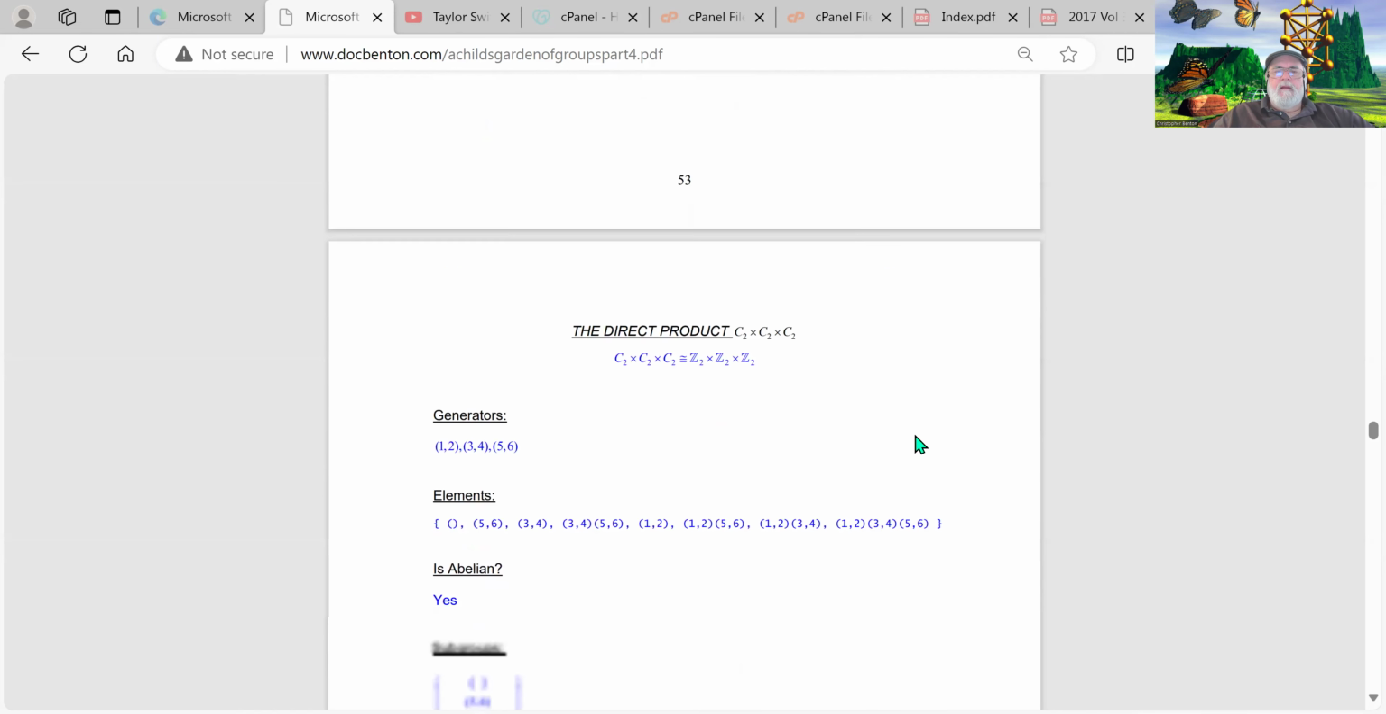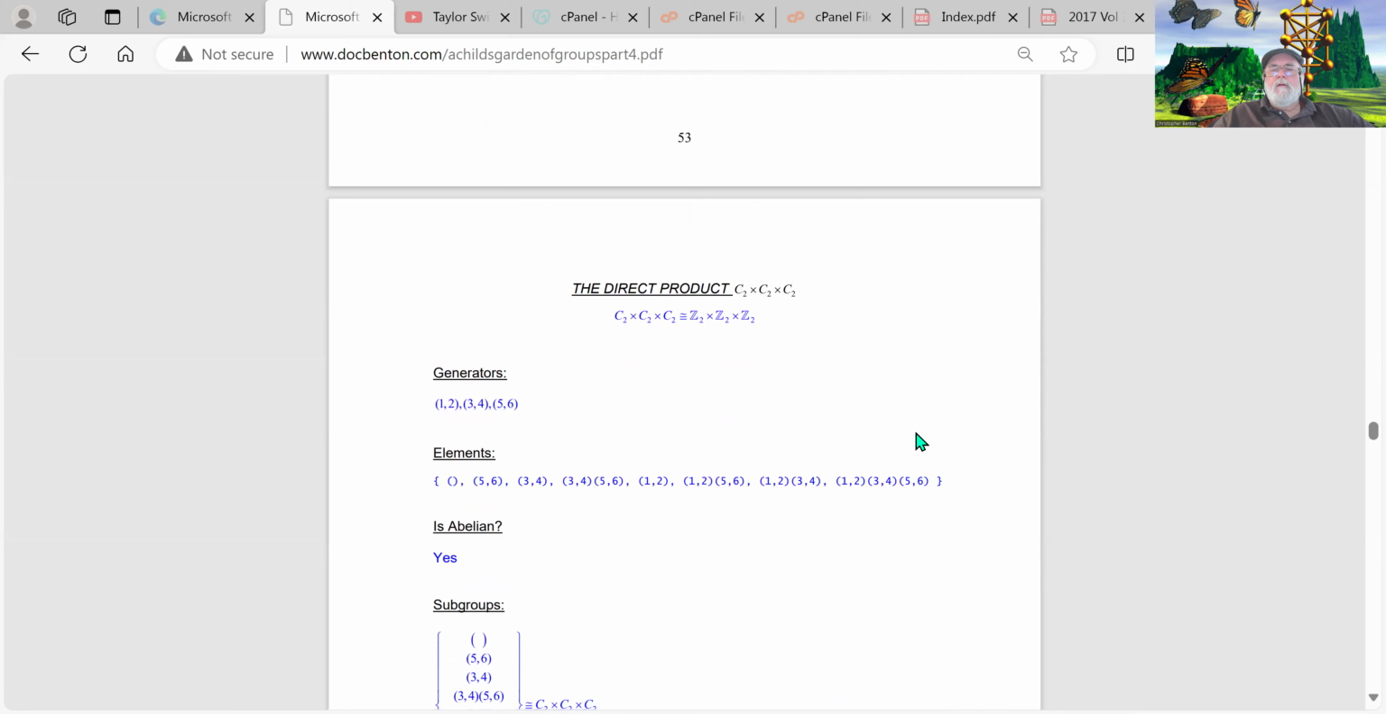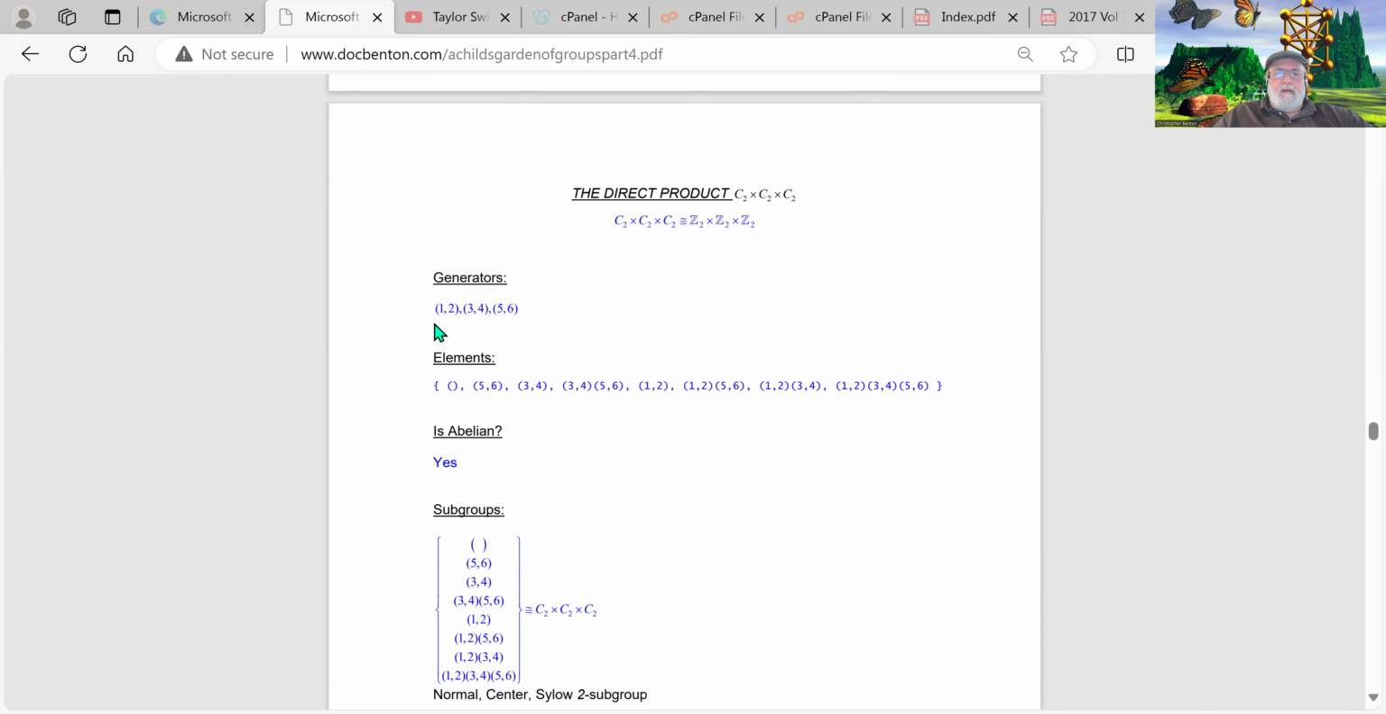Let's see what I have here. This is the direct product of the cyclic group of order 2 with another cyclic group of order 2 with another one. That's going to give us a group of order 8. It shows us using what we call cycle notation.